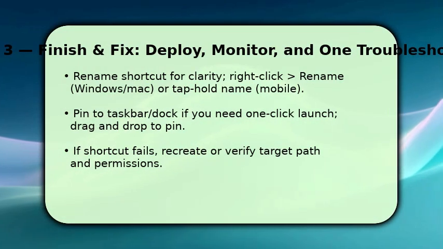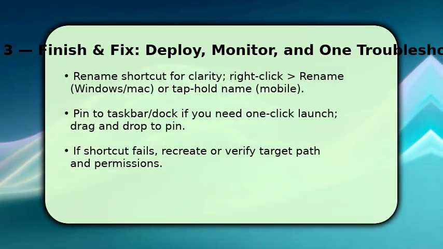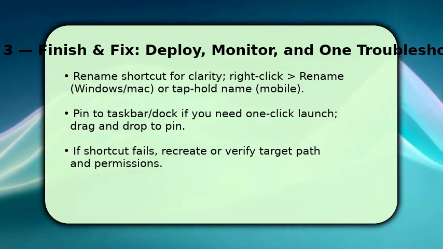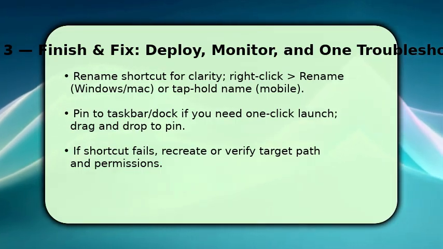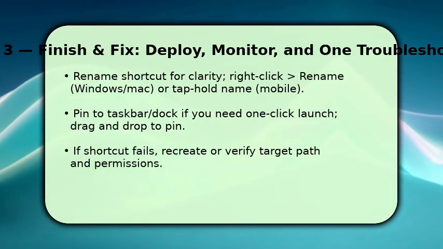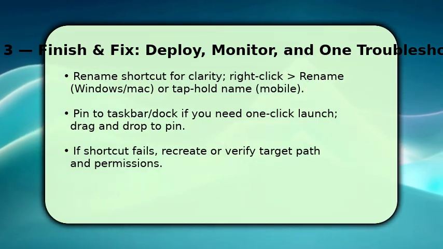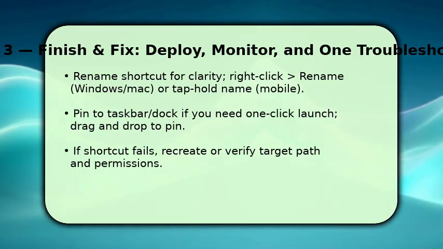Finish by renaming the shortcut so you recognize it quickly, then optionally pin it to the taskbar or dock for one-click launch. Make sure the shortcut points to the app executable or alias. Incorrect targets cause failures. If the shortcut doesn't open the app, recreate it and check file path and permissions. Sometimes antivirus or moved installs break links. As a troubleshooting tip, verify the app's install location, then rebuild the shortcut, and that should resolve most issues.